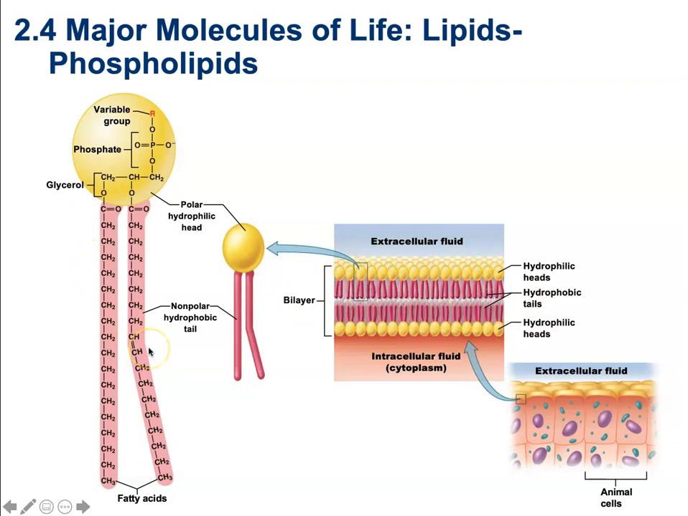One other thing that I want to point out about this nonpolar hydrophobic tail is that it does contain one saturated fatty acid chain and one unsaturated fatty acid chain. This allows for close packing, so that we don't have too much gap or too much space between our phospholipids, but it also allows for fluidity.